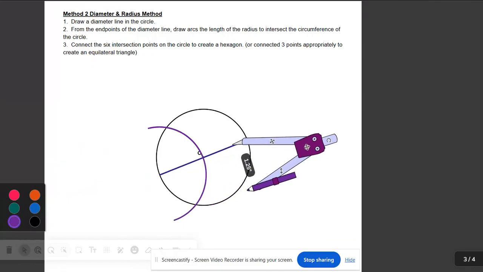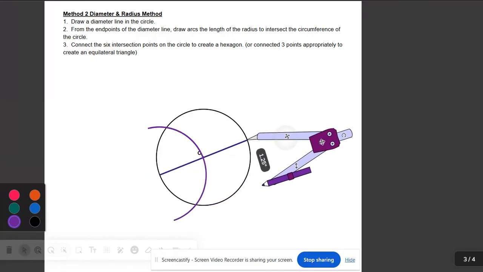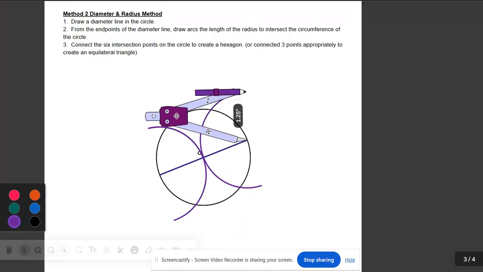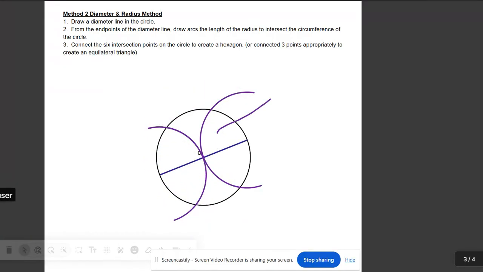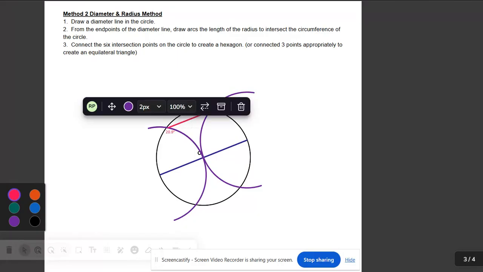And if I go to the other one, I can draw an arc here. It goes through the center. And get rid of that extra line. And then you can connect the dots this way too. So I can connect this point.